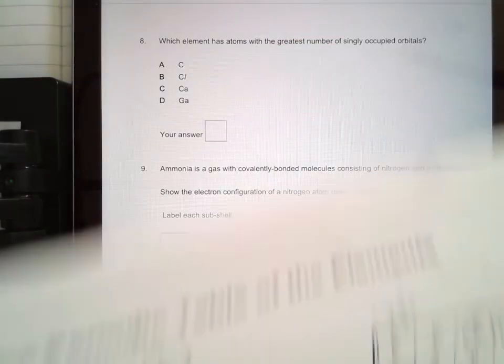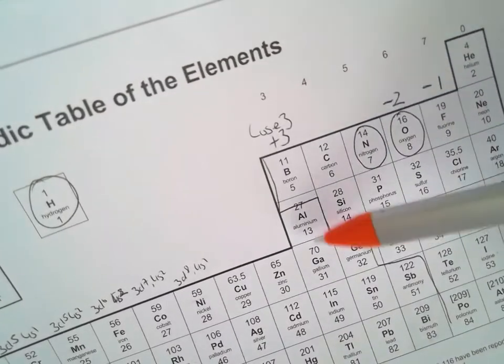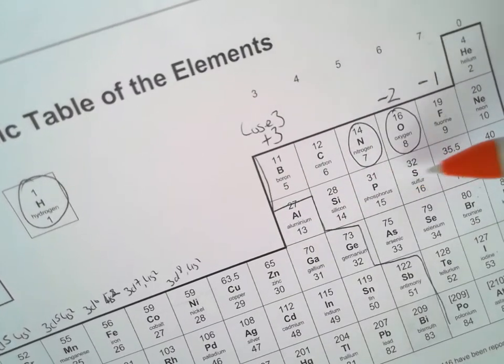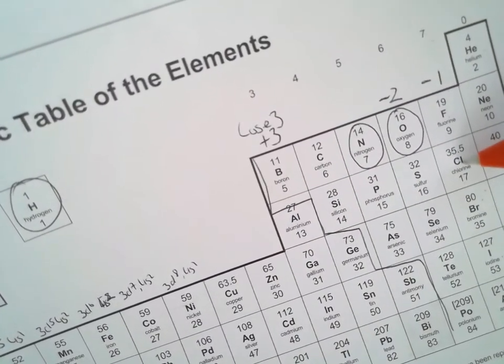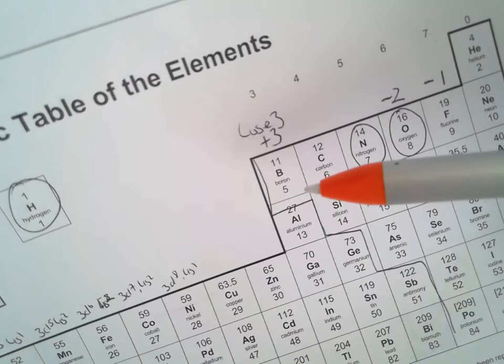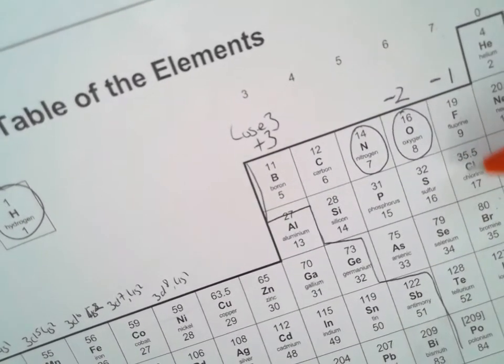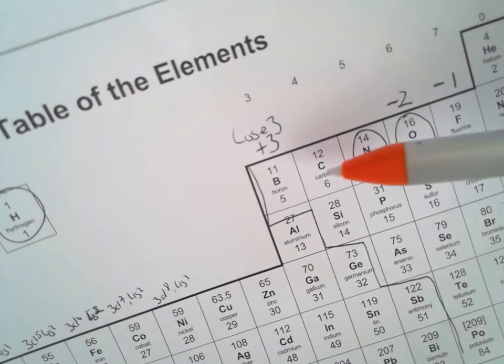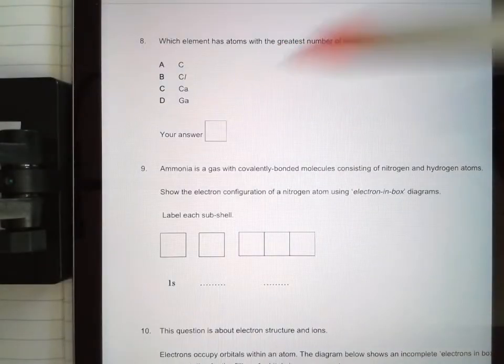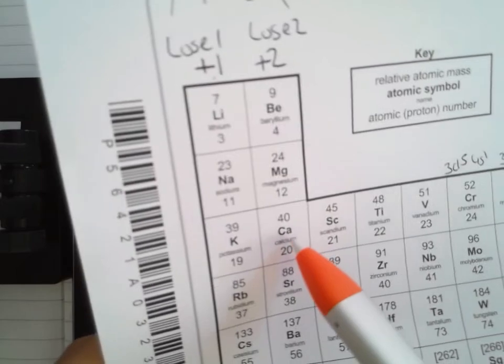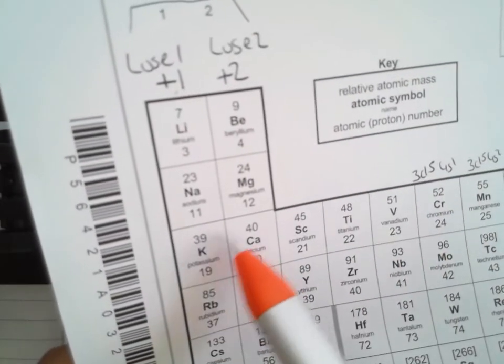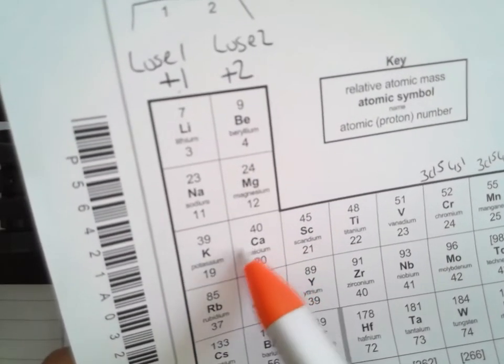If I look at chlorine, it's also a p block element, but it's got 5 electrons, 1, 2, 3, 4, 5 electrons in p orbitals. It's going to have 2 of them in the px, 2 of them in the py, and 1 in the pz. So it's only got 1 orbital singly occupied. So carbon had 2, chlorine has 1. Calcium is over here. Calcium has got everything full, and then it's got its 4s as its outer, and its outer is also full. So calcium's got no singly occupied.